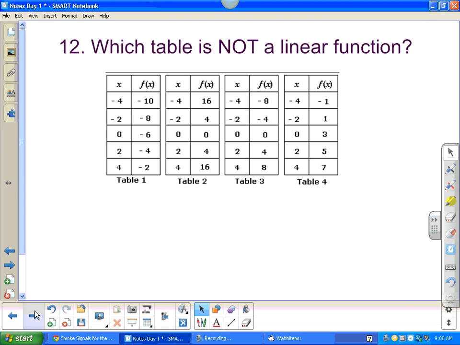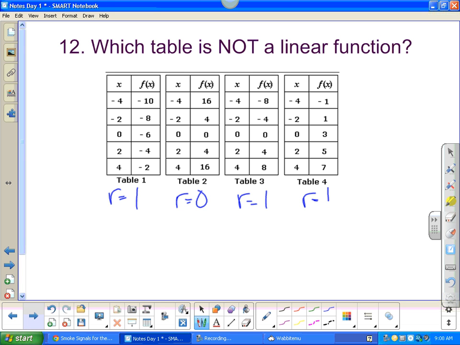Which table is not a linear function? So for this one, you want the smallest R value. And just to save us the time from typing it in, I'm going to tell you that this R is a 1, so that's perfect. This R turns out to be a 0. This one's a 1, and this one's a 1. So which one is not a linear function? And it would be the one that is closest to 0. So that would be him.